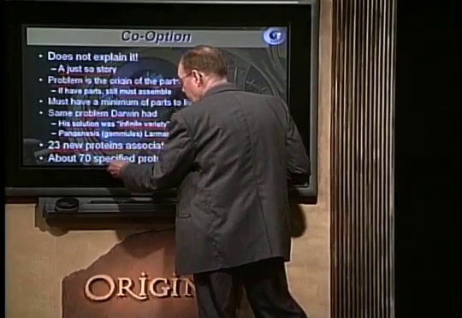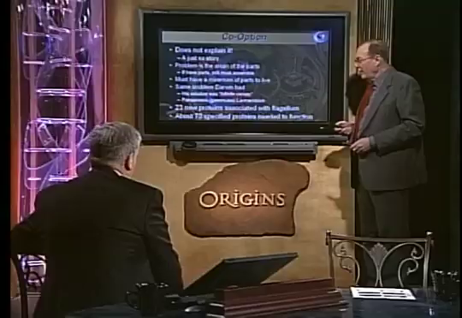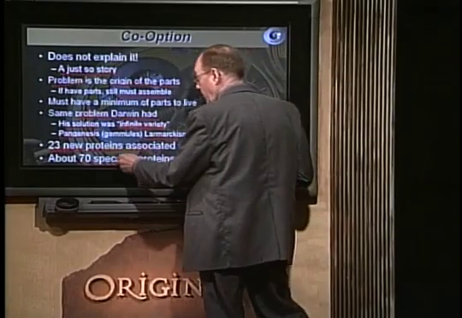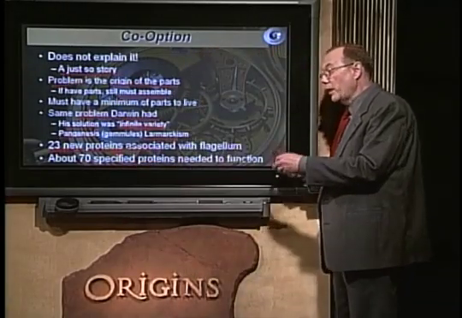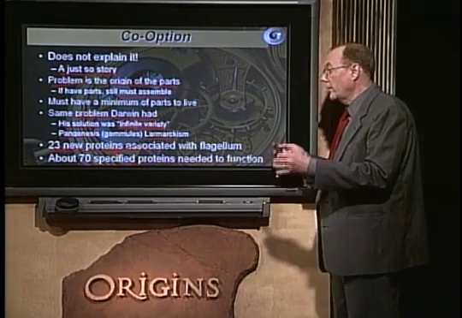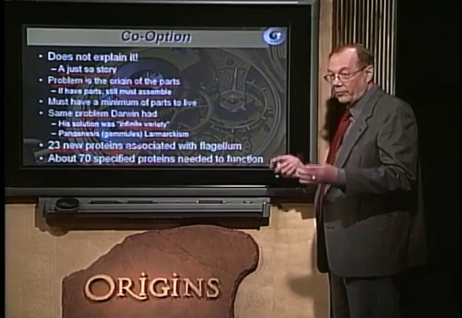And about 70 specified proteins are needed for it to function. It takes 70 different proteins. Perfectly assembled in the right order and in the right space in order for this to work. If you have too many of these proteins, you have a problem. You have too few, you have a problem. You have to have the right number or very close to the right number, and they have to be assembled at the right place, at the right time, in the right amount before it functions.